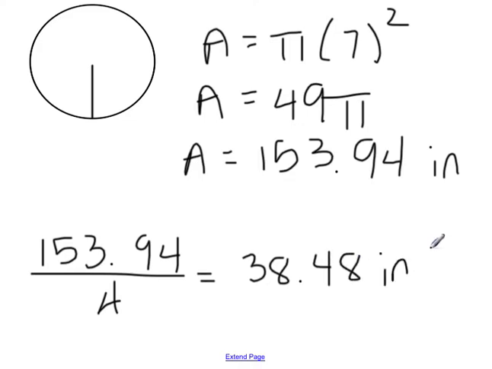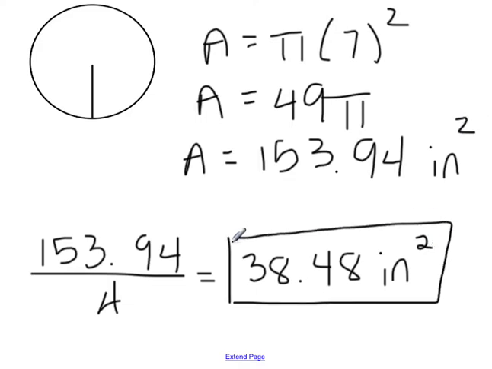Okay, so 38.48 inches squared, and this should be squared as well, because we're still talking about area. So that's how much area of pizza each of you and your friends are going to get. So how does this apply? How can you use this to your slumber party on Friday?